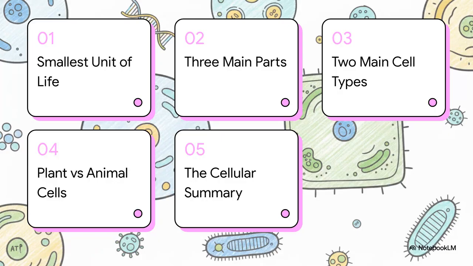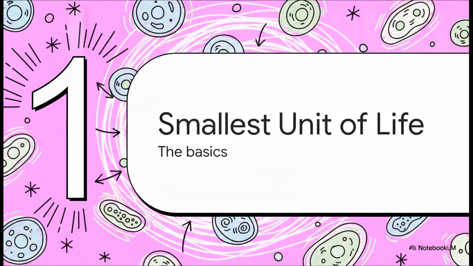Well, to find that answer, here is our roadmap. 1. The smallest unit of life. 2. The three main parts. 3. Prokaryotic vs. eukaryotic cells. 4. Plant versus animal cells. And 5. The cellular summary. Section 1. The smallest unit of life.